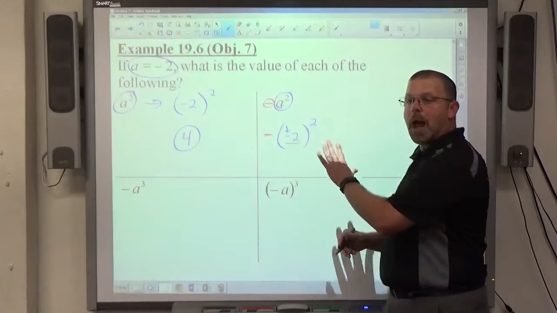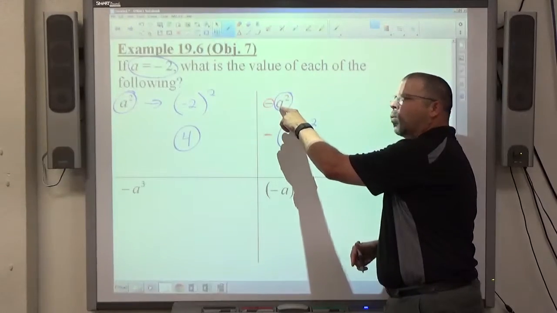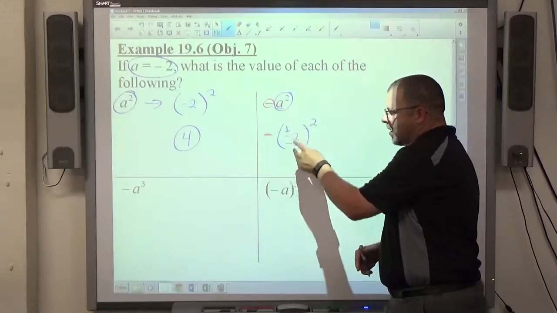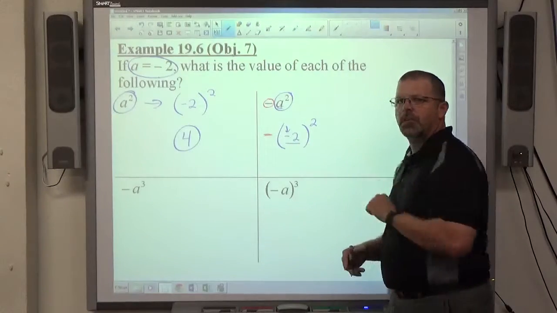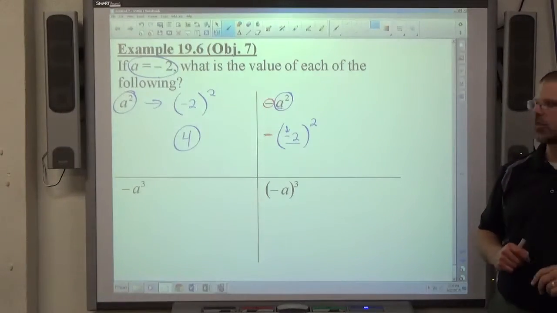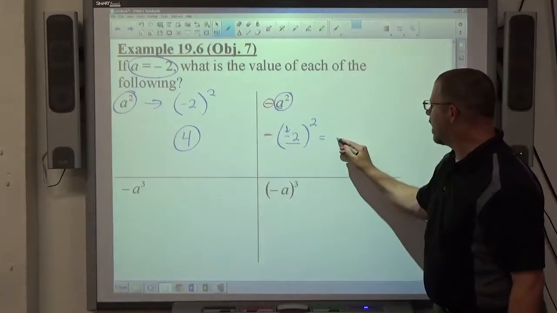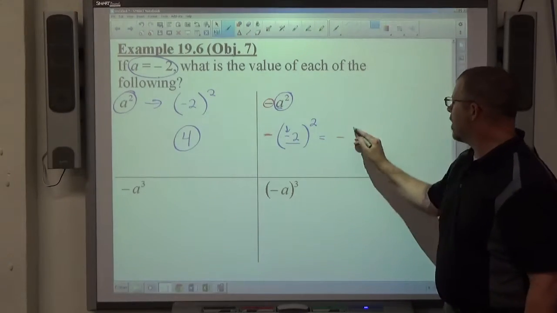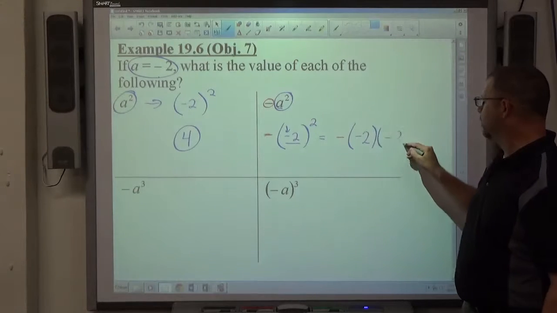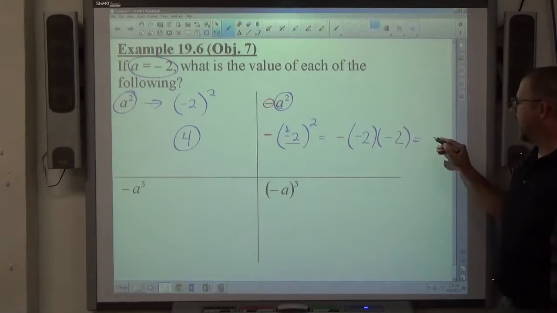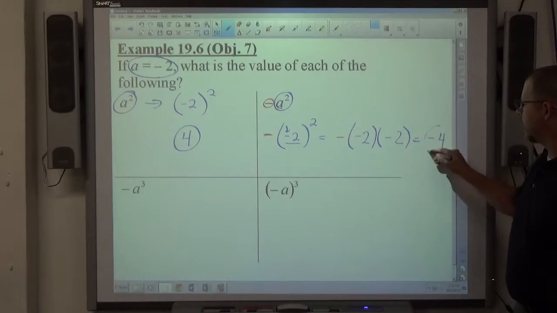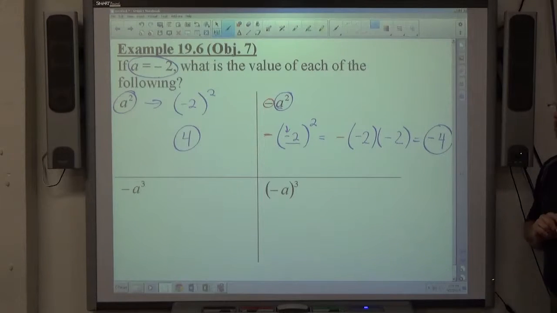And again, the way powers work is that a power affects one object only, A, but A is actually 2 pieces, so you put parentheses around A to represent that both pieces are being squared. So if I were to translate this into what it truly means, the minus sign is out here. It's being multiplied by negative 2 and negative 2. 1, 2, 3 minuses makes a negative. 2 times 2 is 4. All right? Next one down.